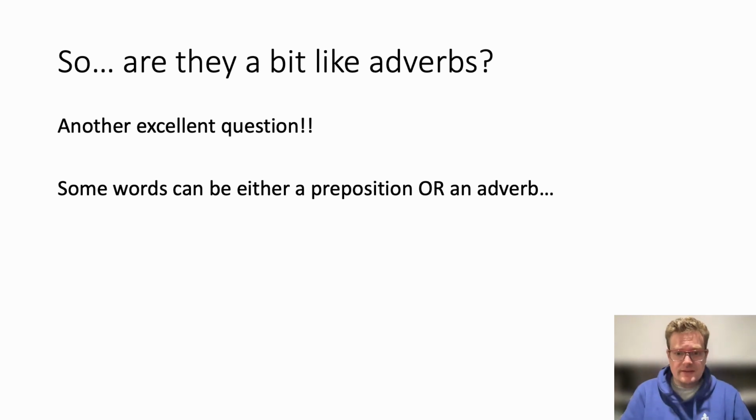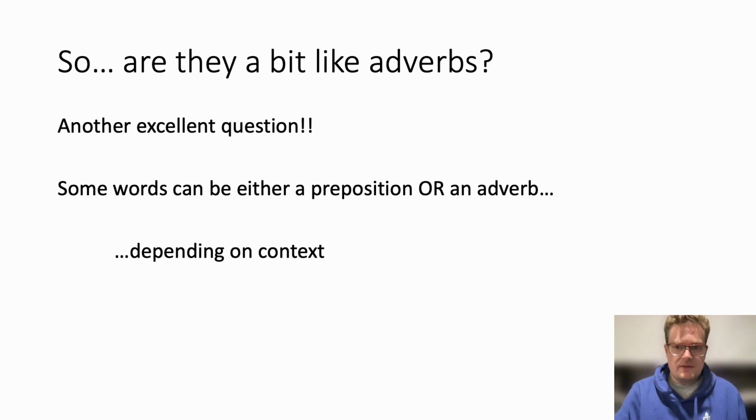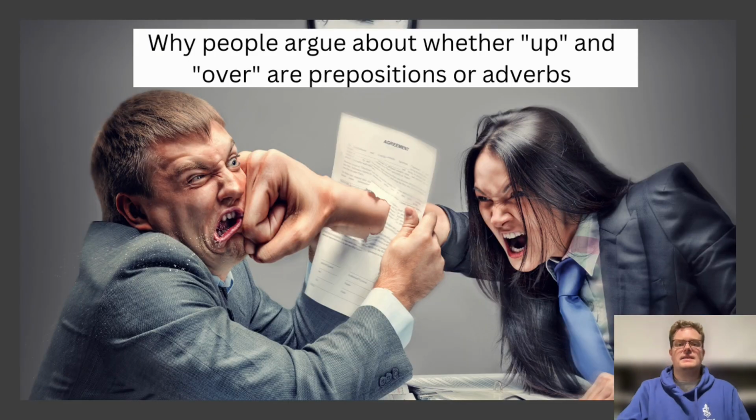Basically what you've got to ask yourself is, is it in front of a noun, in which case it's a preposition, or is it telling you something about the verb, in which case it's an adverb? So if it's like, I'm going to park the car over there, there's no noun after it, so clearly that's an adverb. It's saying I'm parking the car there. There are words that can be both, though, depending on context, and they can be both is the answer to that one.